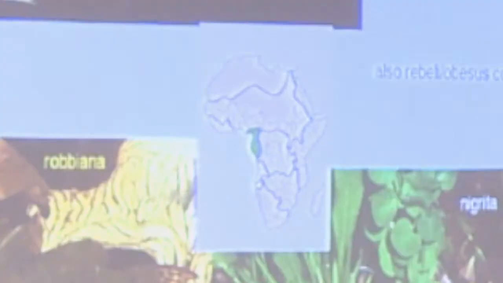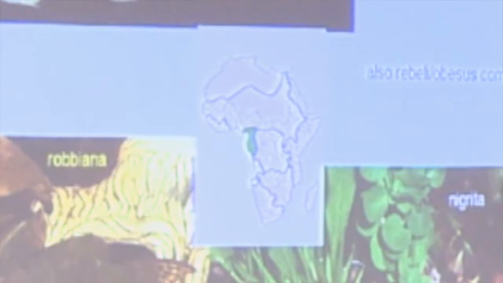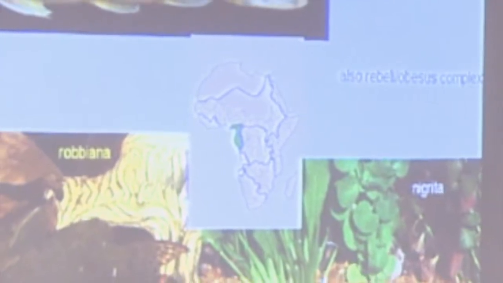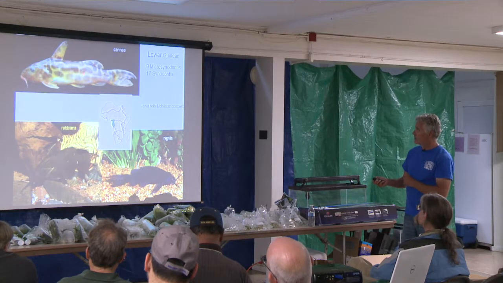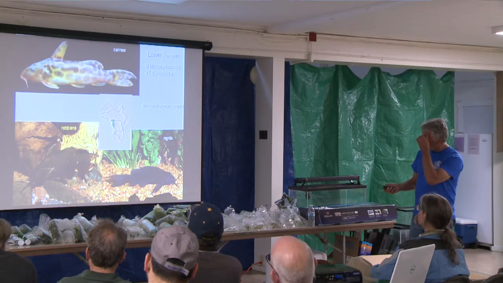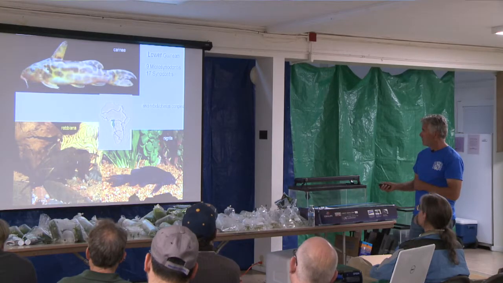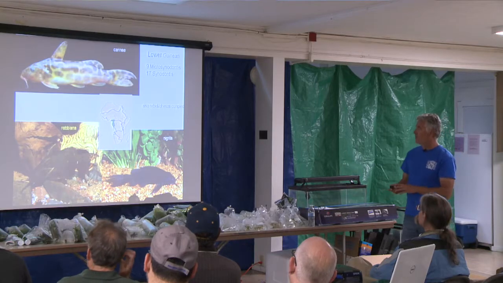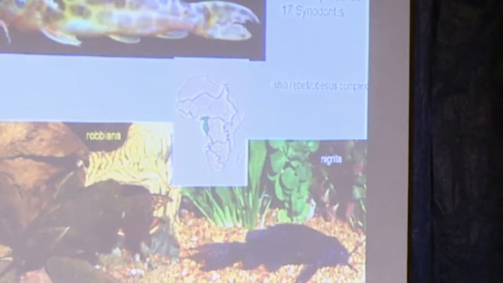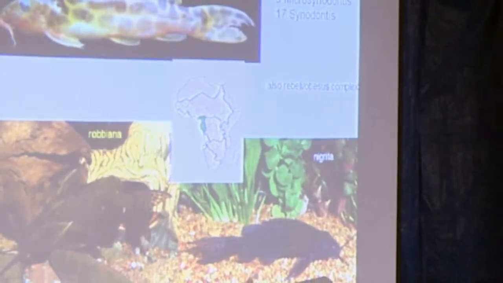And now back to the lower Guinean area. So this area here, which encompasses part of Nigeria, the Cameroon, and Guinea, and some of those countries along there. We've got Carine. This is the latest Synodontis that's been described a few years ago. Robianus, which I think everybody kind of knows that one. Negrita. They're all from that area, from kind of the Niger River area. There's the Rebelli obesus complex. It's a whole group. It's really hard to tell them apart.